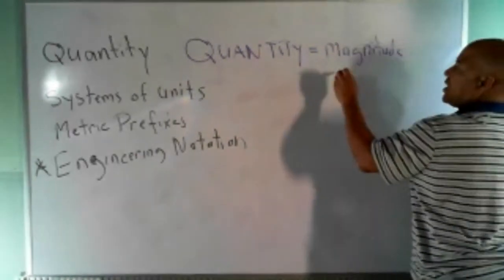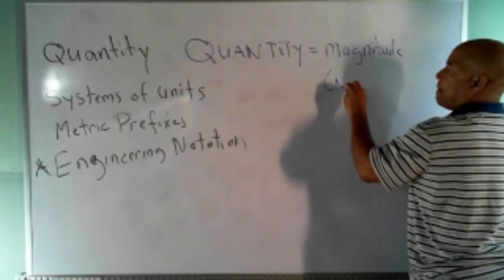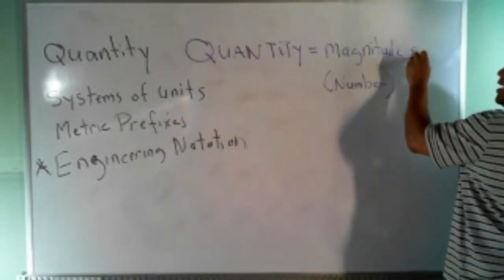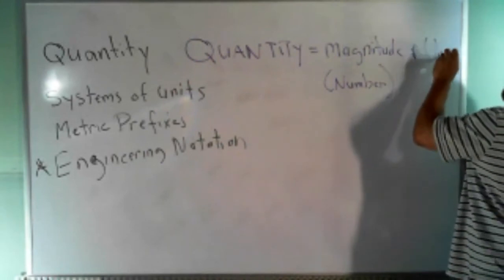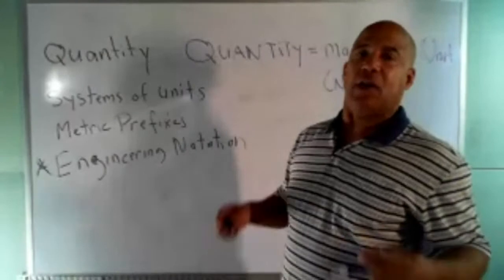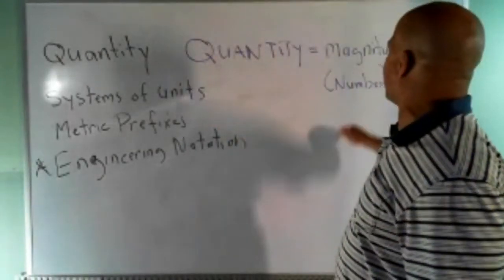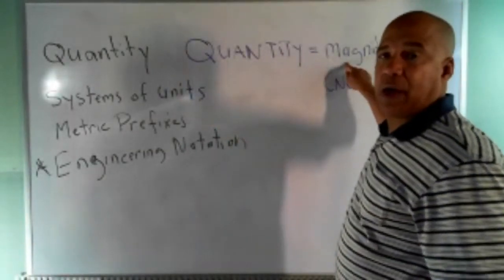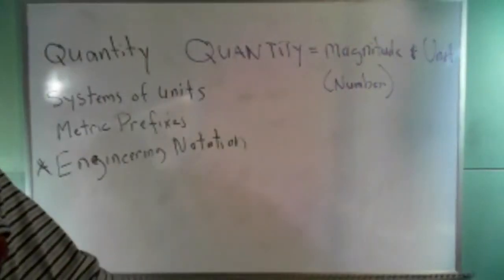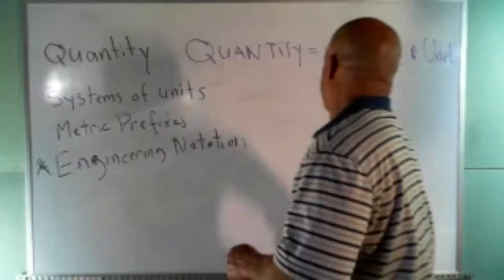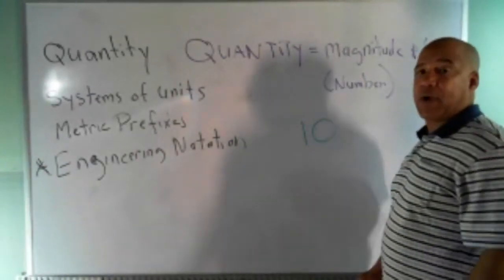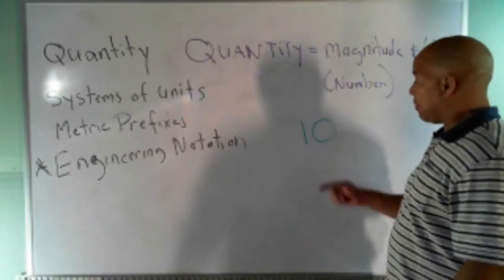That's just another word for number. And you gotta have a unit. To express a physical quantity, the only way to do it, you gotta have two things, a magnitude or number and a unit. So what does that mean? Well, what that means is if I have the number 10, that is not a quantity. It's a number, but it's not a quantity.